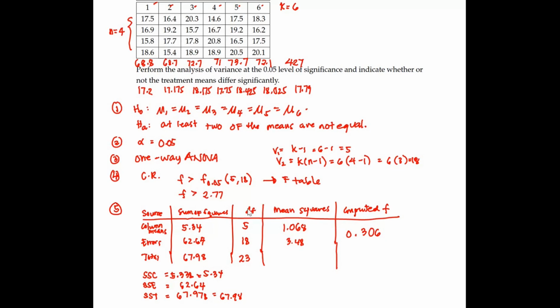You should reject the null hypothesis that all means are equal if the computed value is greater than 2.77, but in this case 0.306 is less than 2.77. So step number 6: is 0.306 greater than 2.77? That is not true, so we have to accept the null hypothesis that all means are equal.